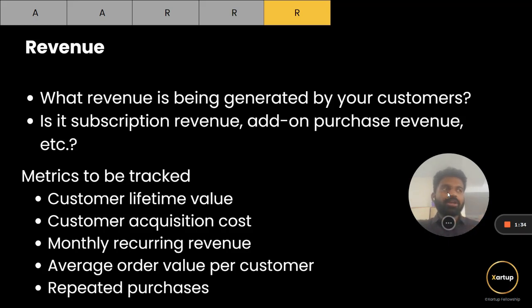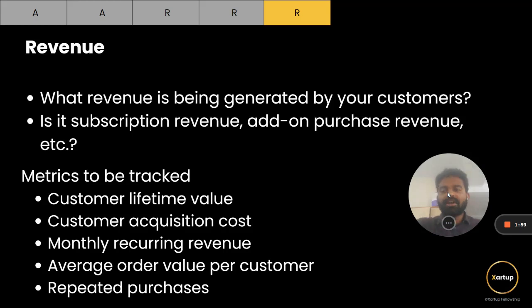There are more ways of generating revenue. Let's say for Netflix, again it is a subscription model, and Prime is again a subscription model. For Zomato, you have the add-ons, right? That is upselling. So these are different ways where we can generate revenue from the customers.